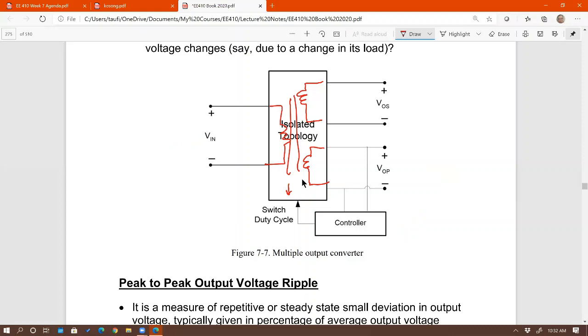What's the second case? Let's see. What if the current through the top output increases, let's just say? So a change in the output current of the top power supply. What's going to happen?